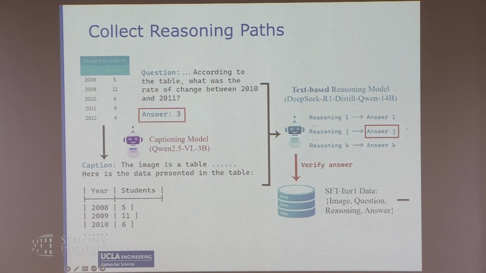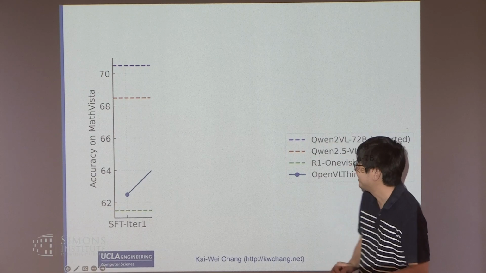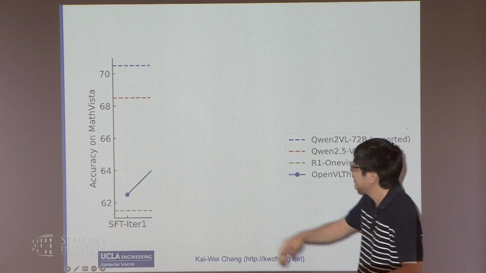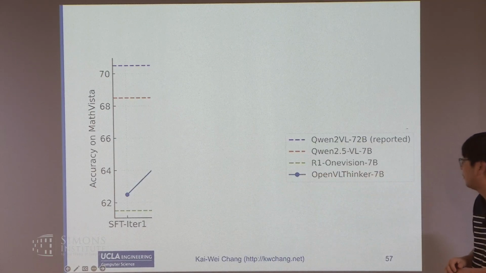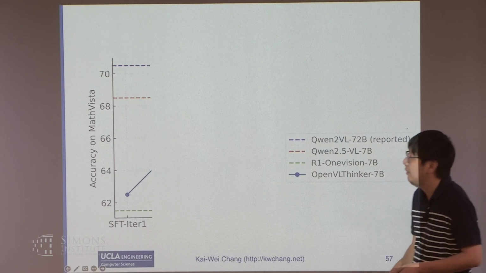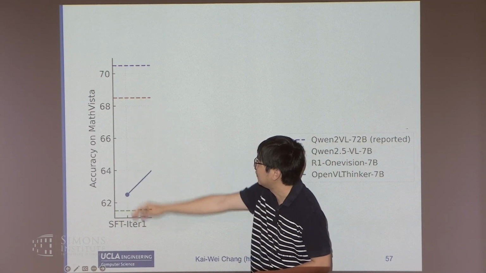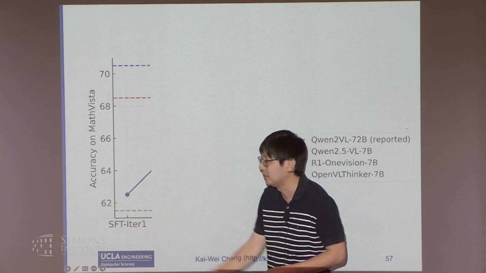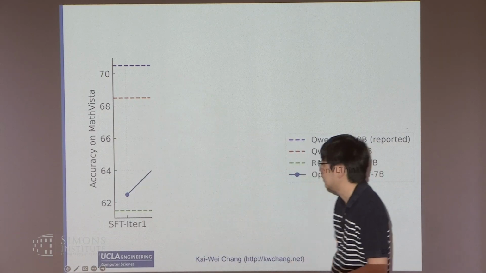Okay, so that sounds good, and we tried it. And unfortunately, the performance actually dropped, not improved, at the first try. So this red line is the base model we use, which is a Qwen 2.5 VL model. And when we fine-tune on this reasoning path, the model actually dropped performance from around 68 to 62. And compared with this, this is a bigger model and this is some other baseline.